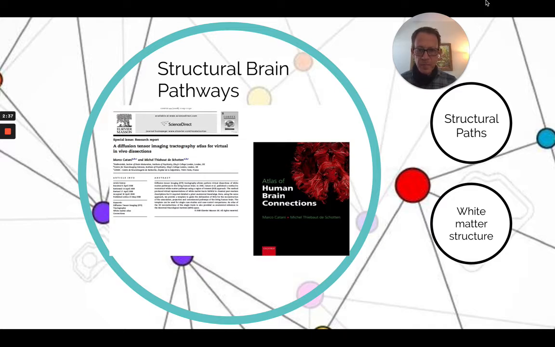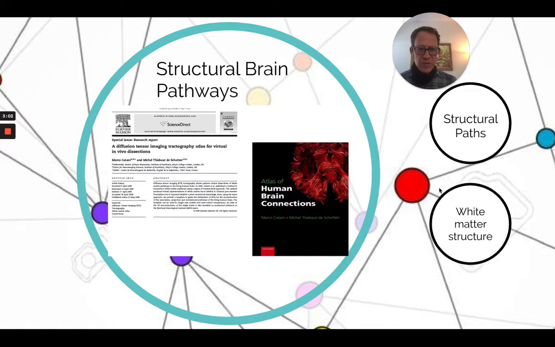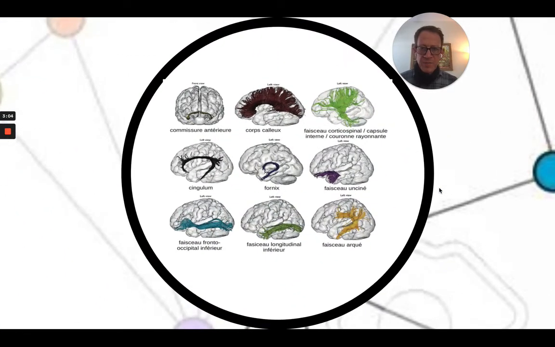Marco Catani has written probably the largest atlas of these networks, and they use MRI diffusion tensor imaging images to display them both in the paper and in the textbook that they provide. So I would certainly recommend that for anyone who's interested in learning about such information. But basically, to summarize, there are some basic pathways we want to understand.